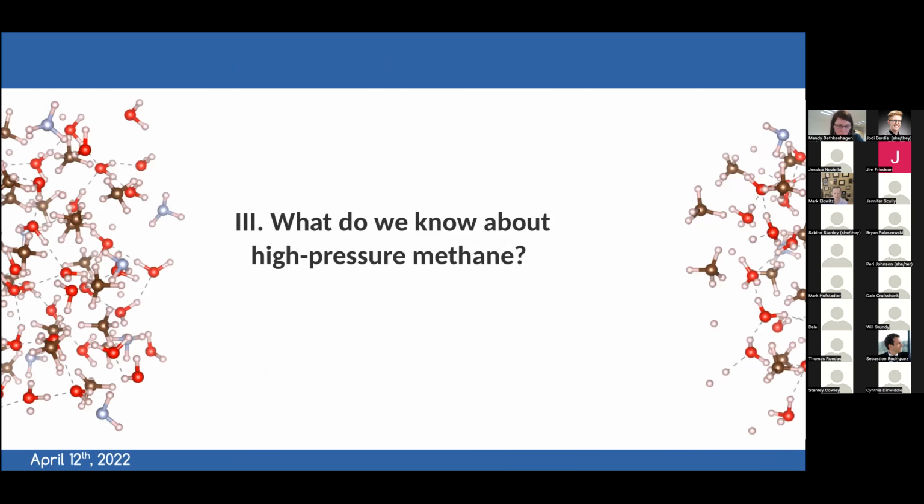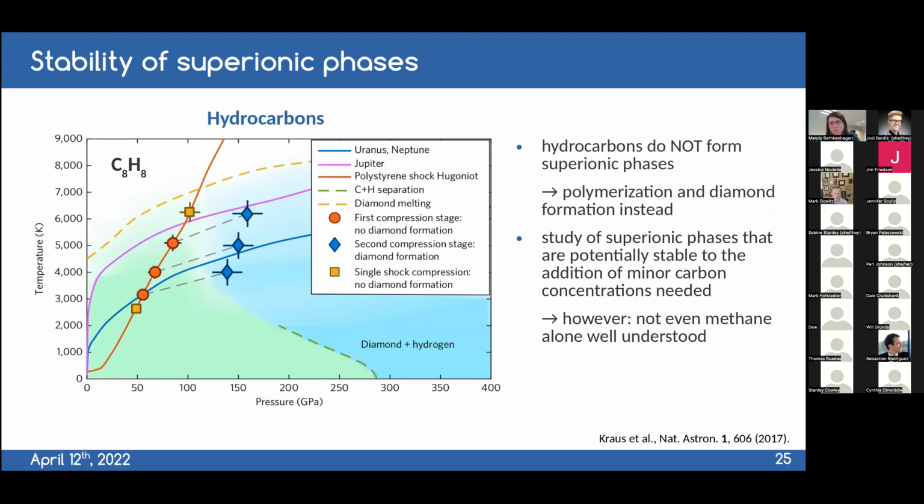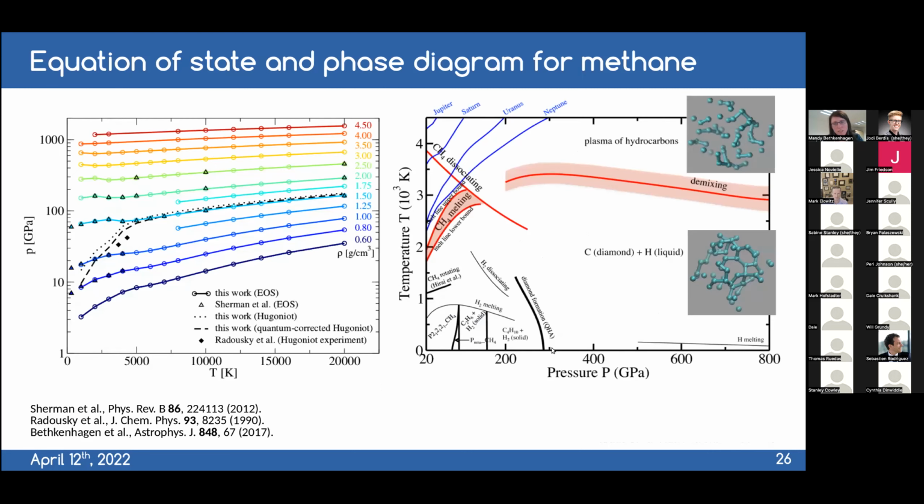So what do we know about methane? And I guess I can do this part pretty quickly because I'm starting to run out of time. So hydrocarbons actually do not form superionic phases, as for example demonstrated here for polystyrene, which is C8H8, in the work of Dominik Kraus. Instead, you can see that they polymerize, and at some pressures you find them actually to demix into diamond and hydrogen. So this is a really different process, and it's completely not understood how this actually works in conjunction with superionic phases.